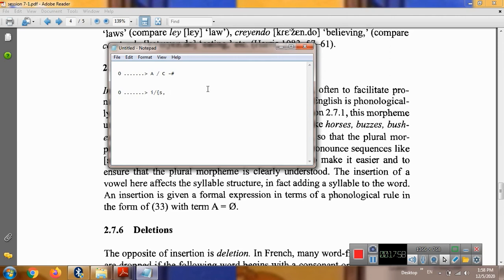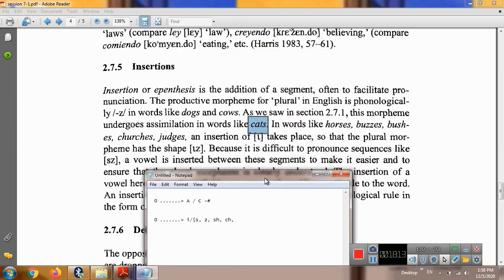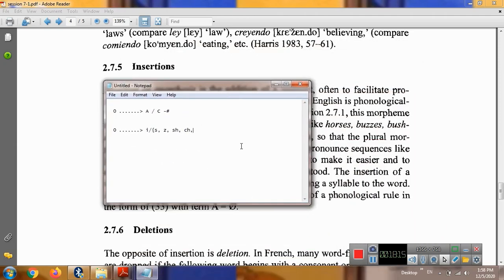After Z, after SH, CH, and for example G, which we pronounce as J, at the end of the word, and these symbols after this consonant at the end of the word. It is the rules for insertion in these words.